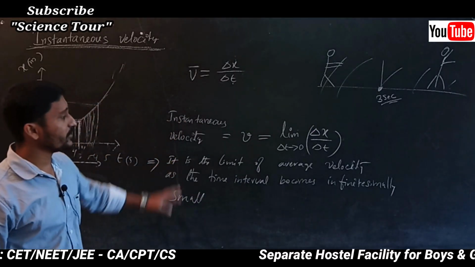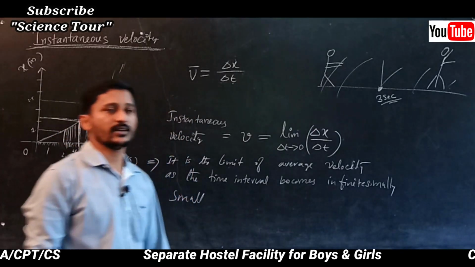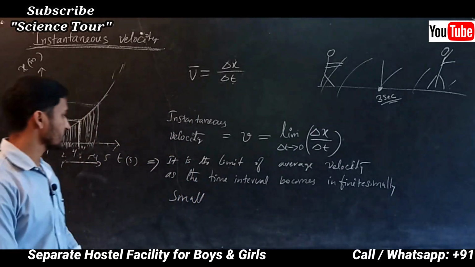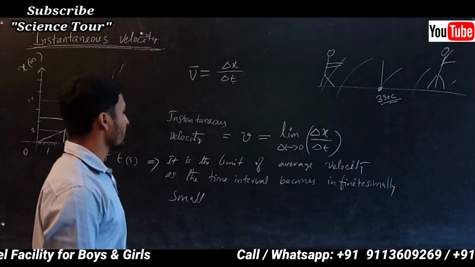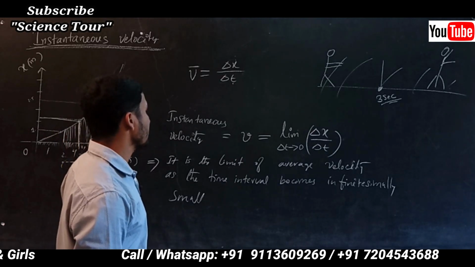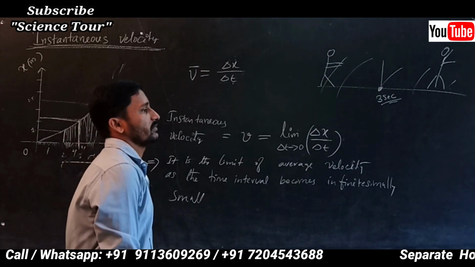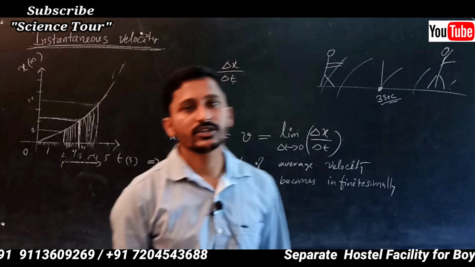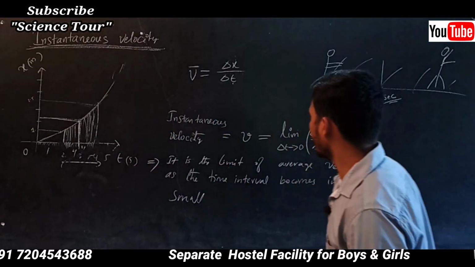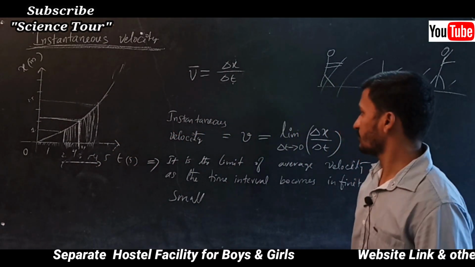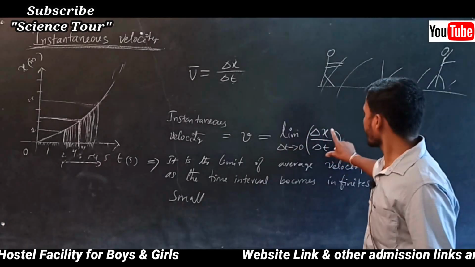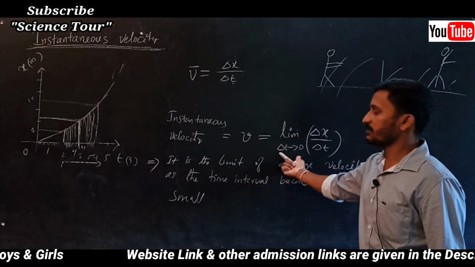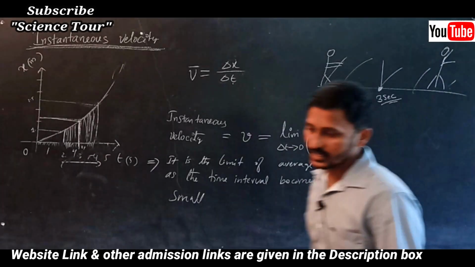So this definition is very important for you for the exams. Instantaneous velocity is nothing but the limit of average velocity as the time interval becomes infinitesimally small.